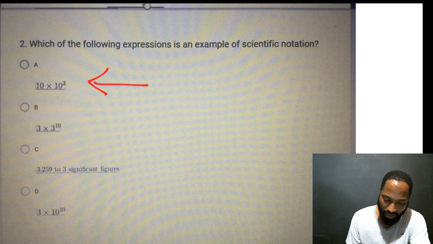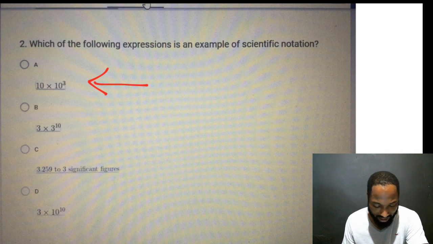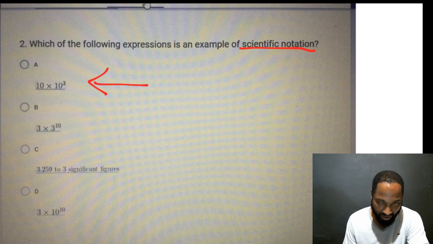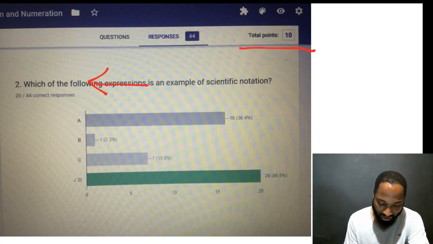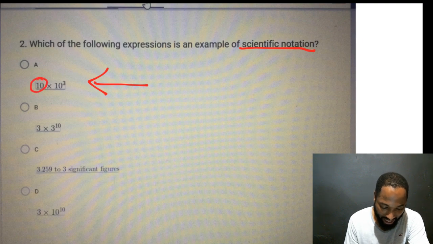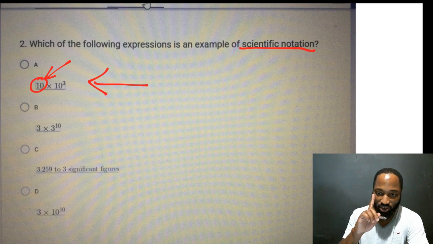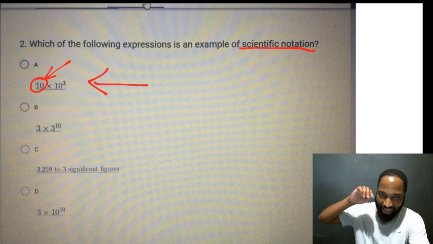So why is A the wrong answer? Remember, this is scientific notation you're looking for. Why is A the wrong answer? The 10. Very good, Christian. So you see this 10 here? That's a problem. This number here must be a single digit number. Very good. And then a point.